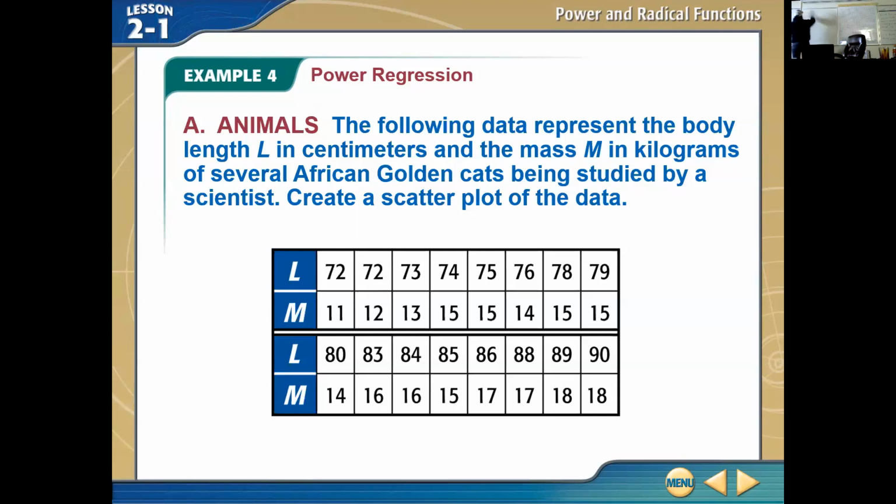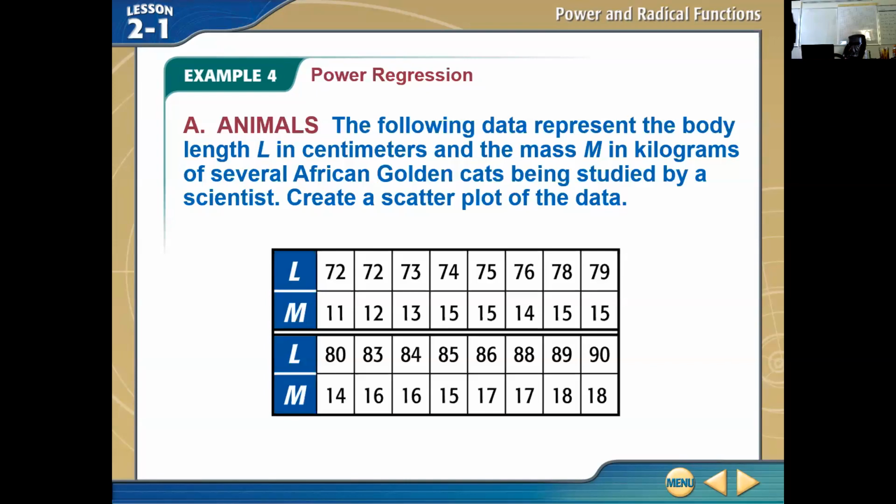Okay. In order to get your calculator to do this, the way that you're going to be given it is you're going to be given a table that looks similar to this. Okay. The hard part is we got to find the dependent variable versus the independent variable. That's going to come from the question.